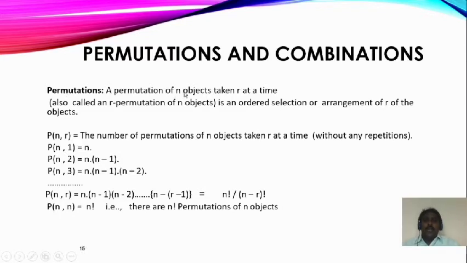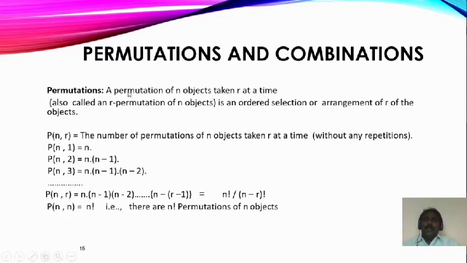A permutation of n objects taken r at a time, also called an r-permutation of n objects, is an ordered selection or arrangement of r of the objects. So simply, I have one formula: nPr equals n factorial by (n minus r) factorial. This is the formula for permutation.